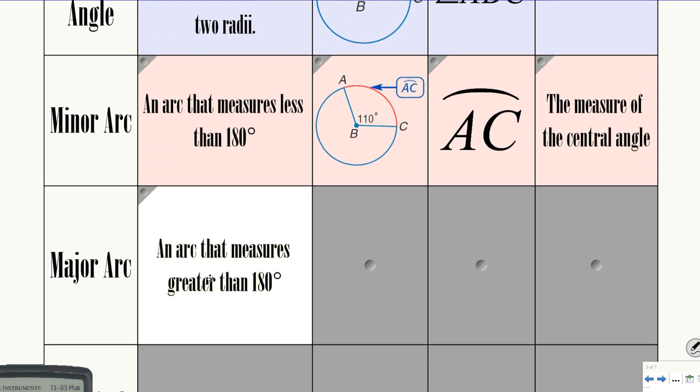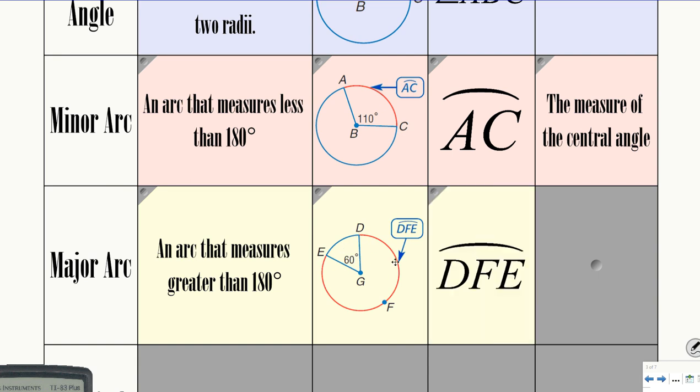A major arc is an arc that measures greater than 180 degrees. Minor, smaller, major, bigger. So here we have a different one. So now we have this central angle is 60 degrees here for angle DGE. And now what we're going to do is name a major arc with 3 points, because this will give us the direction which we go. We don't want just DE, because that would represent the minor arc. A minor arc can be represented with 2 points or 3. Sometimes it has 3 if it's a minor arc. A major arc has to have 3. It cannot be represented with just 2 points.